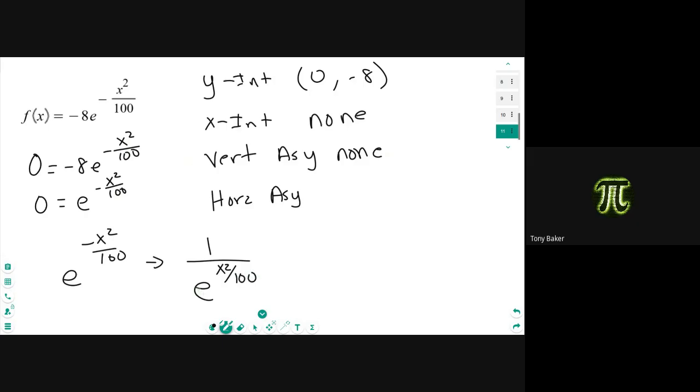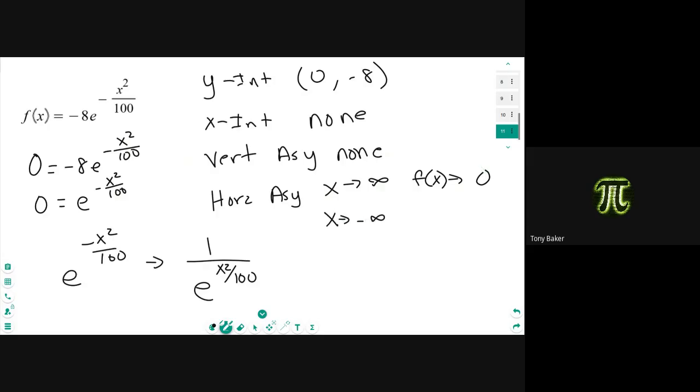So as the bottom's getting infinitely large, so as x goes to infinity, f of x goes to what? So as the bottom, it's a fraction. So it's 1 over an infinitely large number. What is that? Going to 0.